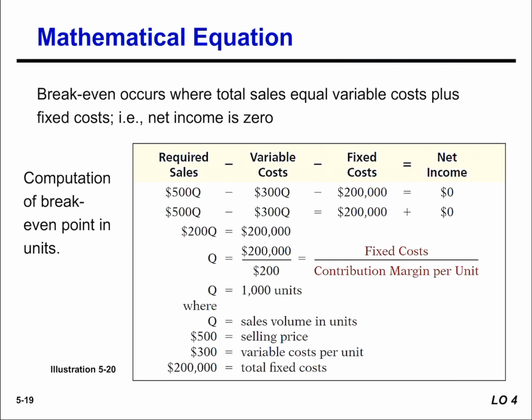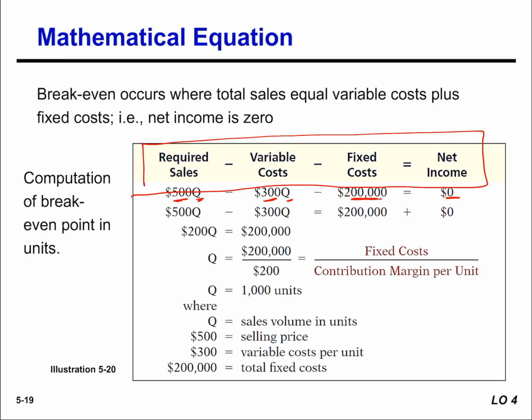So the equation that we want to focus in on here is the one at the top. We know that if we take our sales minus our variable costs minus our fixed costs, that's going to give me my net income. I know I want net income of 0. I know that my fixed costs are $200,000. I know that on a per unit basis, I'm going to sell my product for $500, and I'd multiply it times however many units I sell. My variable cost is $300, again, times the number of units that I sell.